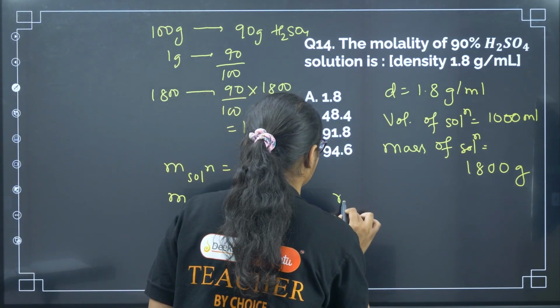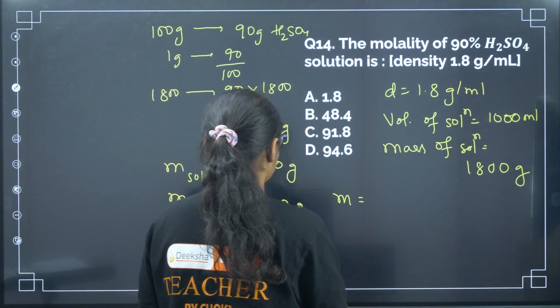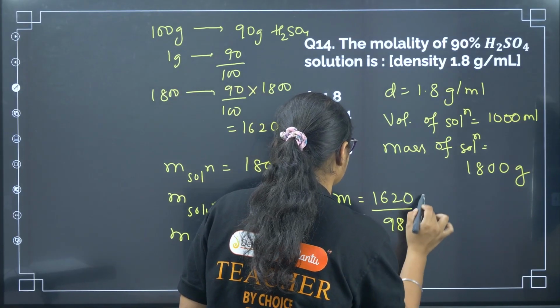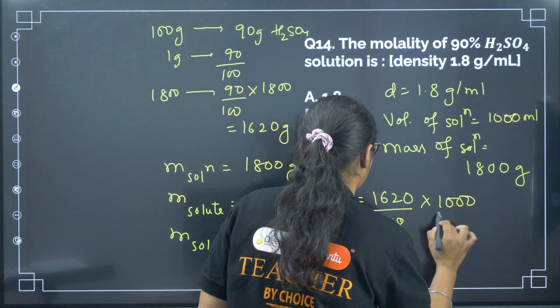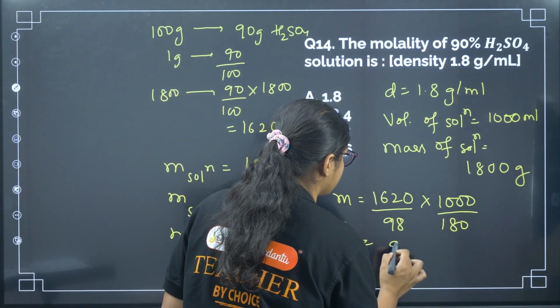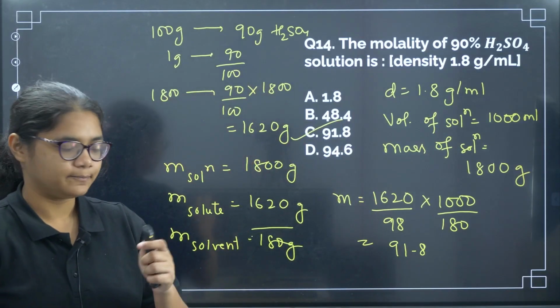Now after subtracting, we got the mass of solvent. Here you can calculate molality. Molality will be given mass by molar mass. So given mass of the solute is 1620, molar mass is 98 gram, into 1000, and the mass of the solvent is 180 gram. Now if you solve this, we'll be getting around 91.8. So the correct answer will be option number C.